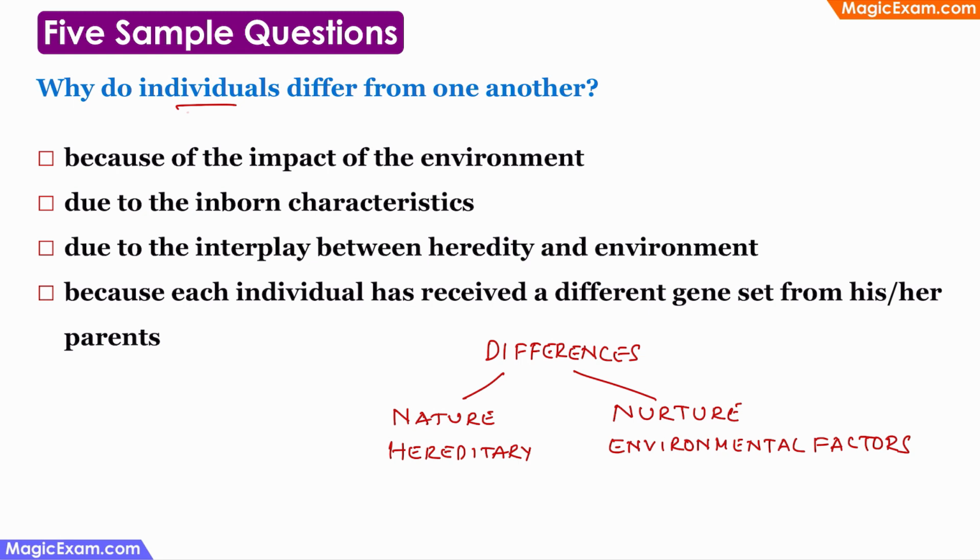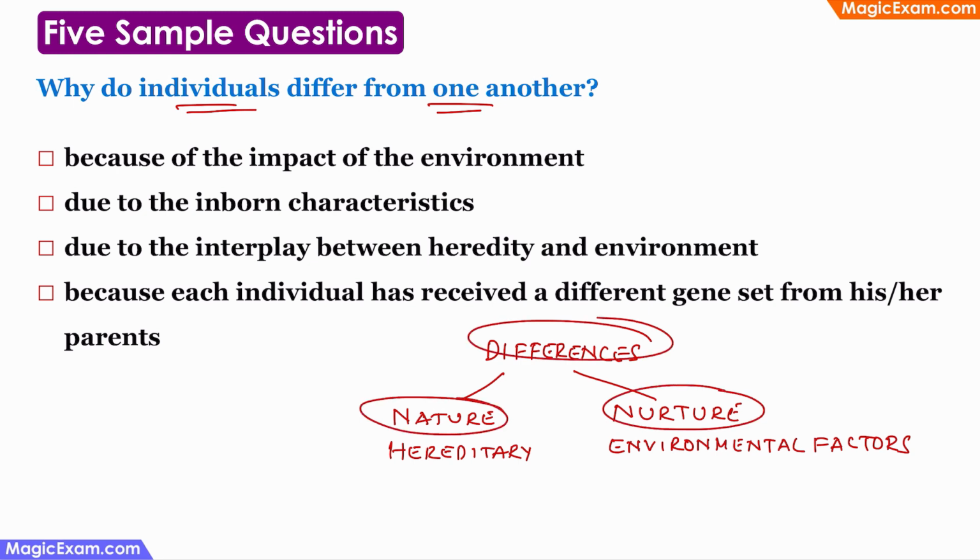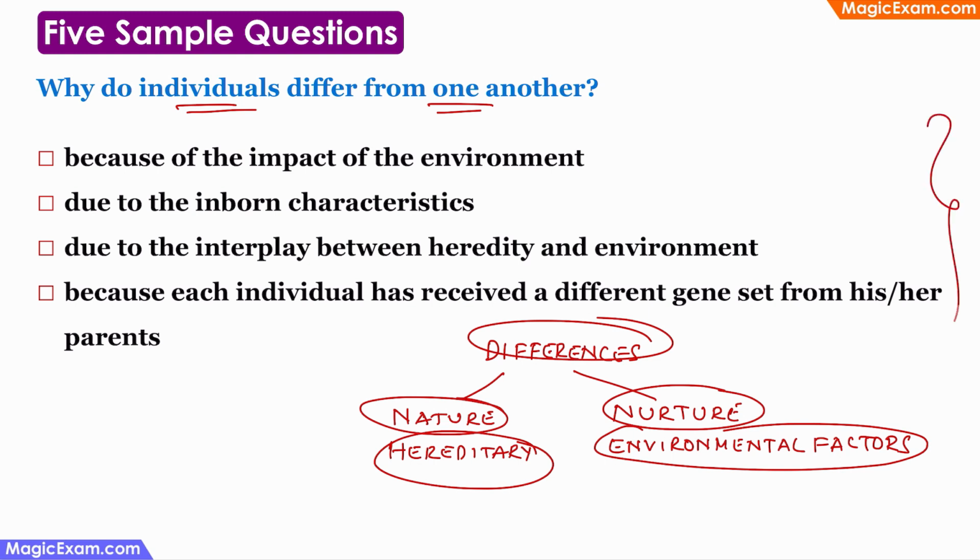Why do individuals differ from one another? Well, we have already discussed in this chapter that individual differences can be because of nature or because of nurture. Nature is what we acquire through heredity, through our genes, and nurture is because of environmental factors such as social factors or family or economic background. Right? Therefore, when we look at all the answer choices, the first one says impact of the environment.